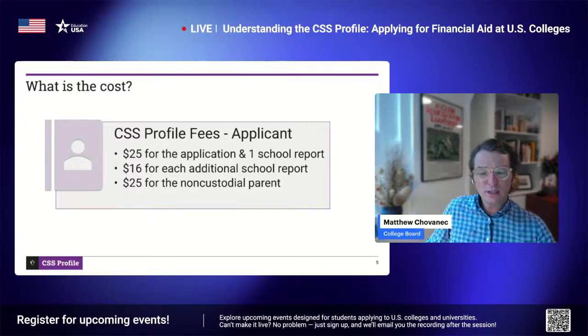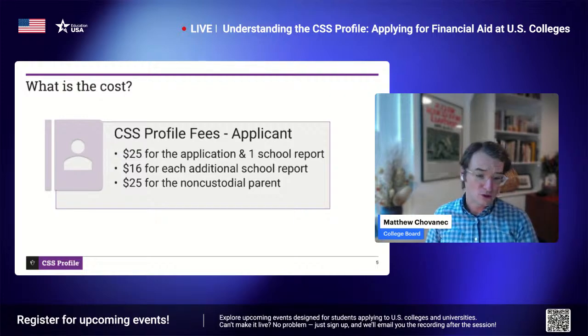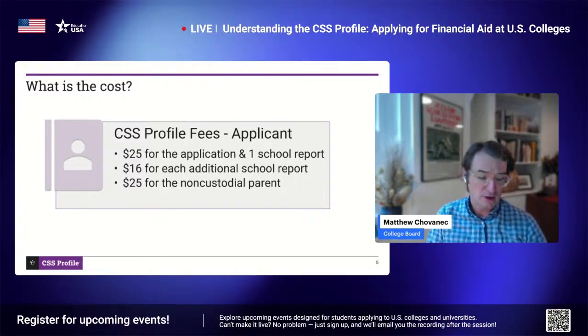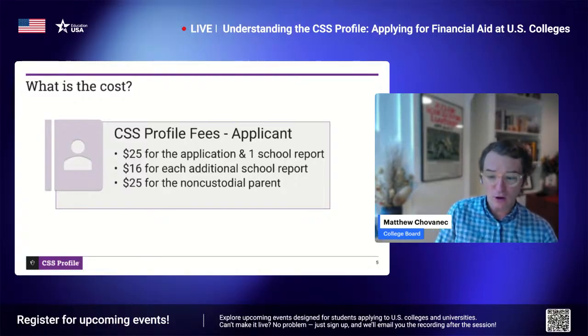It costs about $25 for the initial application and for one school. For every additional application, you can apply as many as you want, it's $16 extra. Just to give you an idea, you can do that with a credit card online. We'll take that from you.